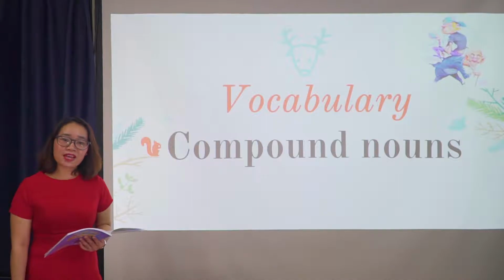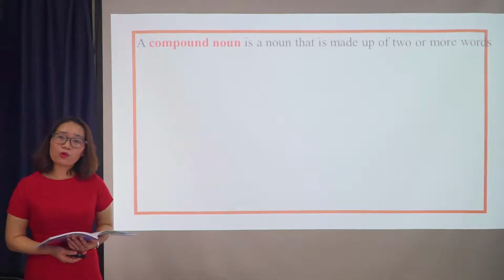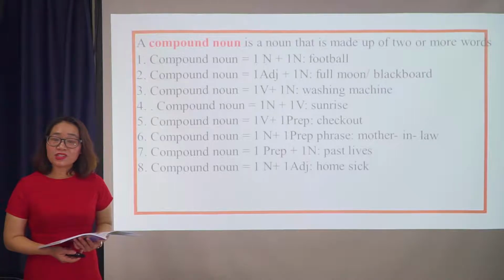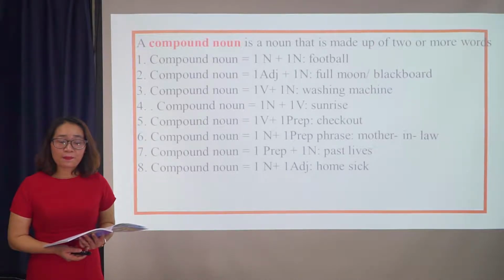How to make a compound noun. As you can see, a compound noun is a noun that is made up of 2 or more words. And you have some ways of making compound nouns. First one, noun plus noun like football. Second one, adjective plus noun like full moon or blackboard. Verb plus noun like washing machine. Noun plus verb like sunrise.